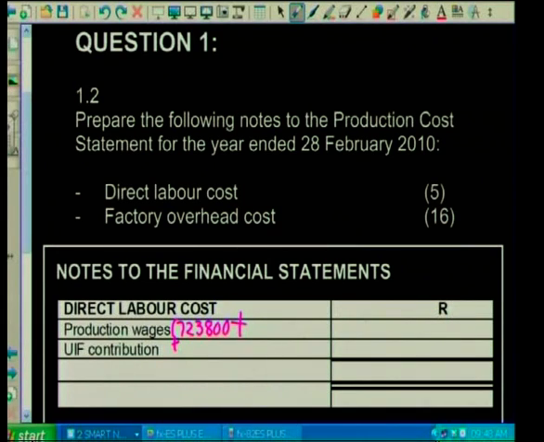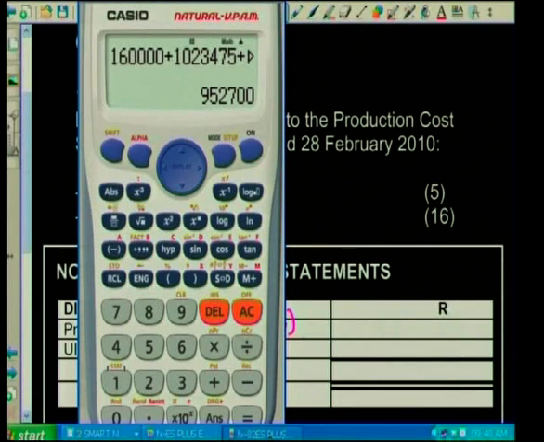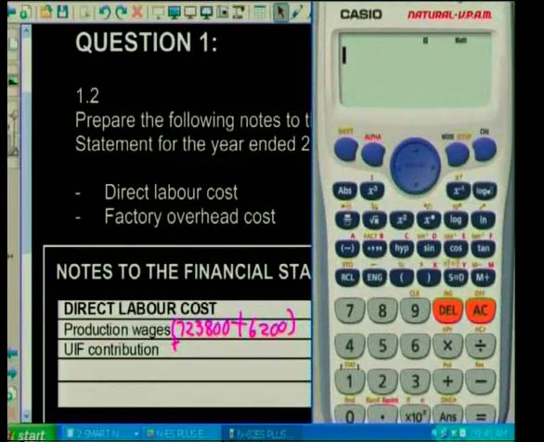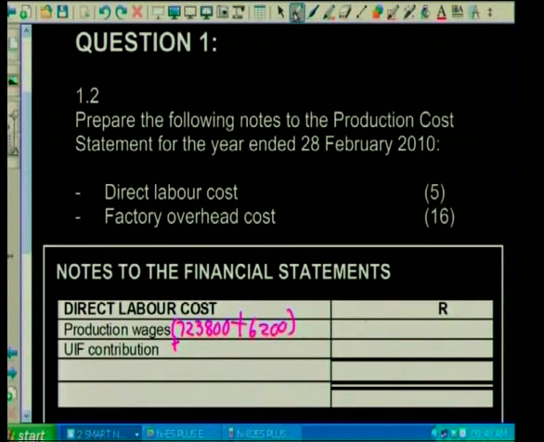So I'm now adding my 6,200, and again, let's get our calculators out. Okay, so we've got this amount of 723,800. We're now adding the amount that was omitted or left out, 6,200, to get our production wages of 730,000. So let's fill that in, guys. 730,000.